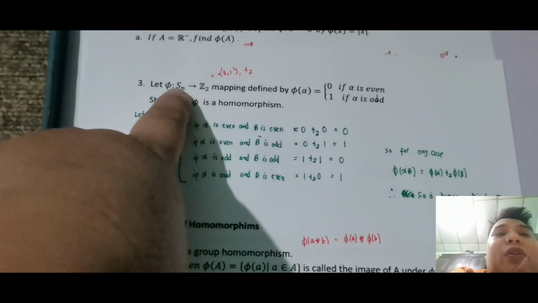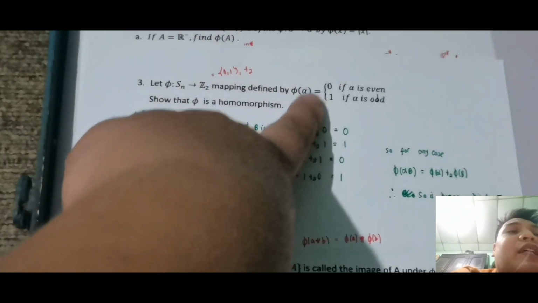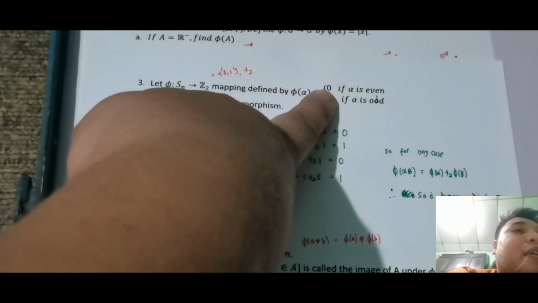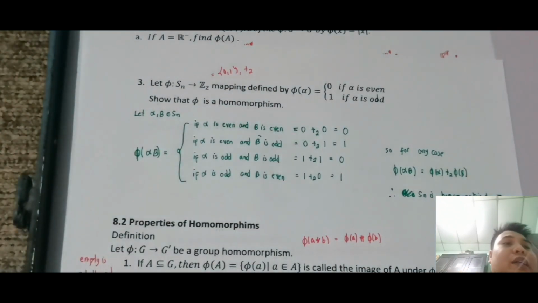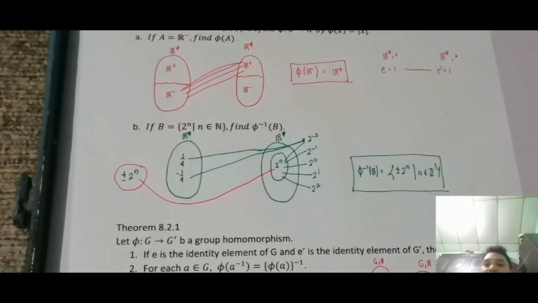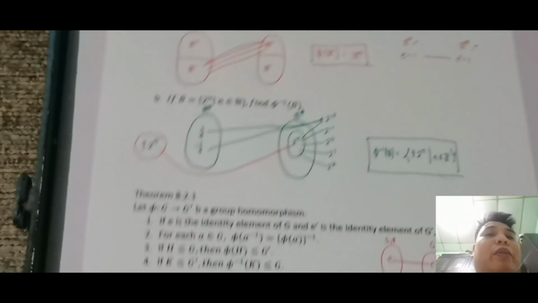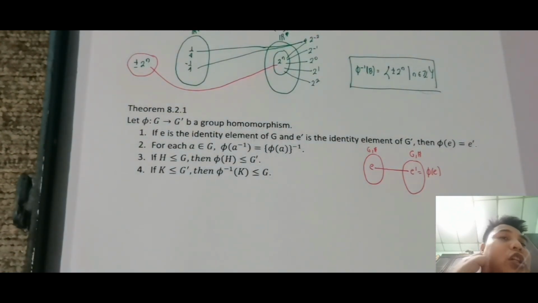So, kunyari si row 0, magmamap lang siya kay 0. Kasi nga even siya lagi. Yun yung sure natin. So, tama siya pagdating dun sa case na yan. So, napaka-useful nung property number 1 na yan. Okay, so number 2, for each A element of G, P of A inverse is equal to P of A inverse.